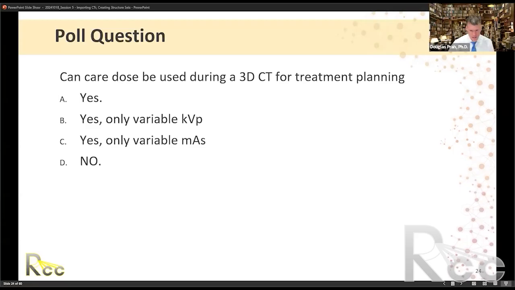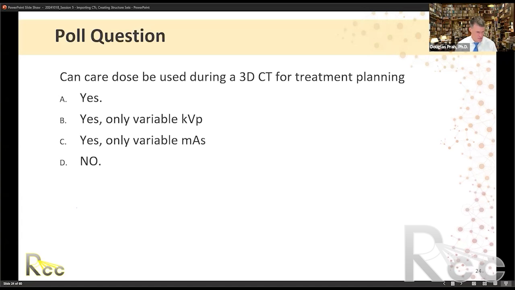While you're working on that, let's go through this question. Can CareDose be used during a 3D CT for a treatment plan? We've got four options here. CareDose, for those that may or may not have heard of it, is a feature on some scanners that can modulate the tube voltage to account for heavier or skinnier patients, and also the tube current. The premise of this question is whether it's okay to use that setting when we're going to use a CT scan for treatment planning.